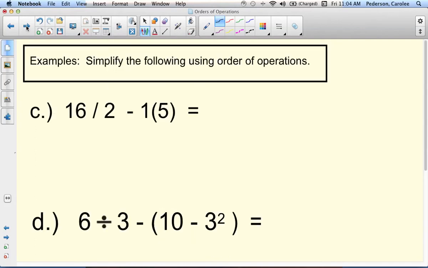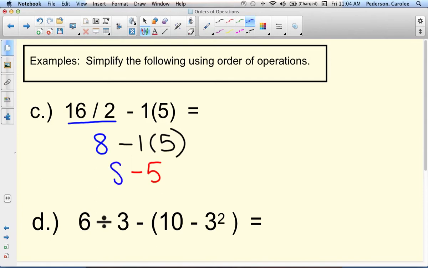Here's another example. No parentheses, no exponents. So now we're going to multiplication and division. And we go left to right. So we start with the left. There is a division here. So 16 divided by 2 is 8. Then I'm going to bring down the rest. Now I have a multiplication. Negative 1 times 5 is negative 5. And then bring down the 8. Last step is 8 minus 5 is 3.